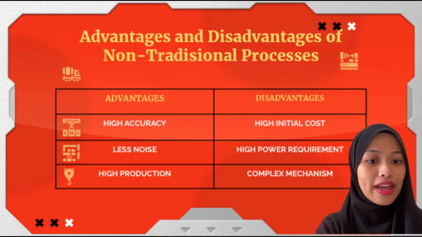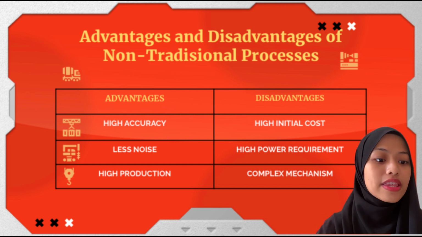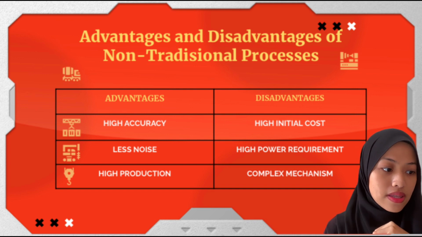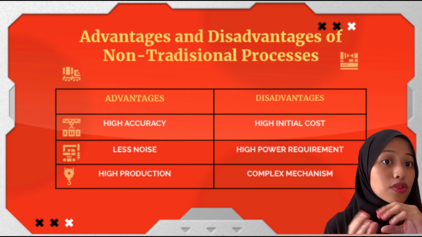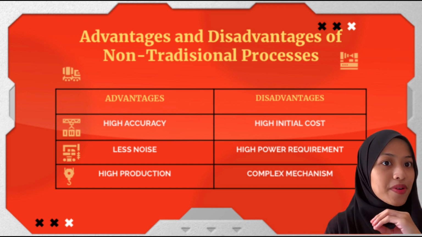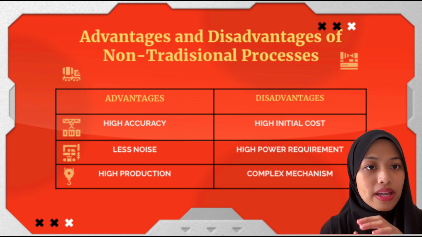And now we look at advantages and disadvantages for non-traditional processes. Number one, the advantage is high accuracy. Reliability is currently the primary priority for all companies, large and small. And the disadvantage is high initial cost. It is inappropriate for village and tiny businesses to market the product.